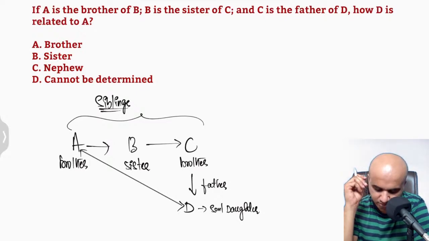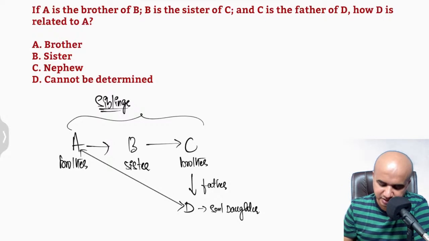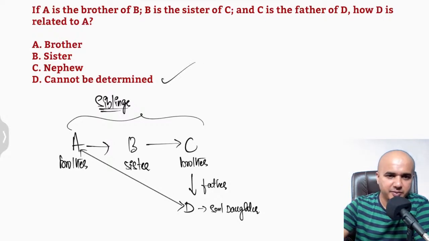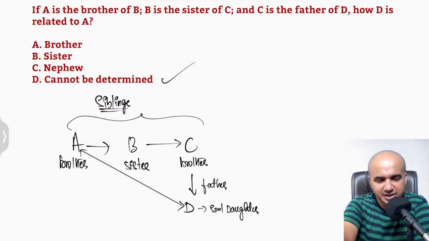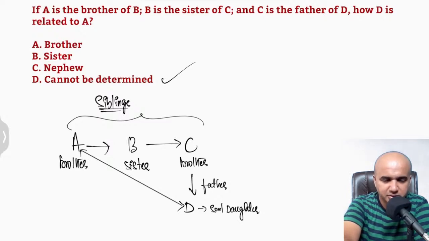So when that is the case, we can easily pick option D as the answer, that is, cannot be determined. If the gender of D was clearly mentioned, then we could have said whether nephew or niece, but in this case nothing is mentioned, so therefore we'll have to simply pass, saying it cannot be determined. So let's move on to the next one.